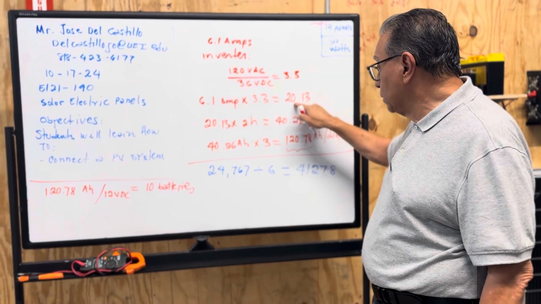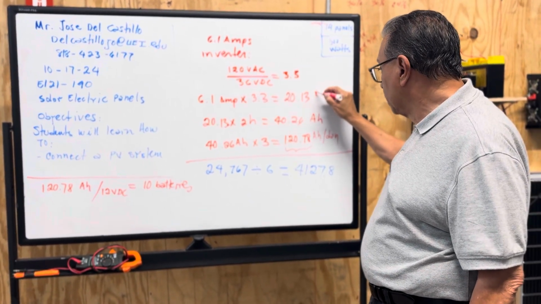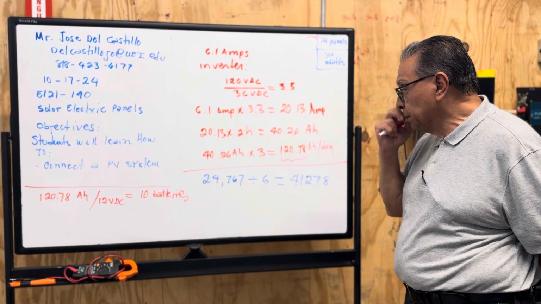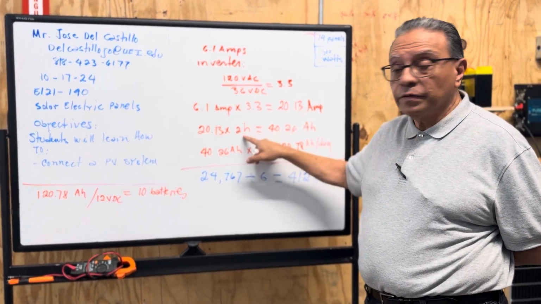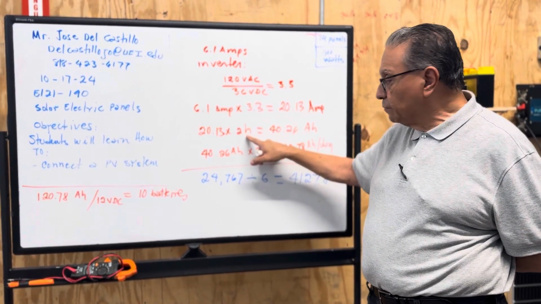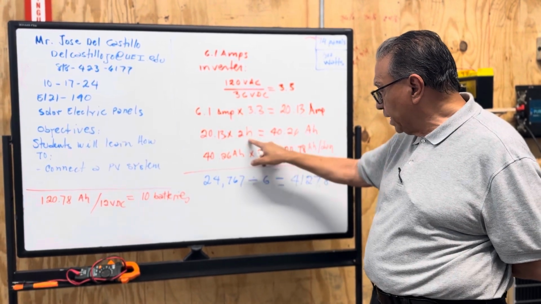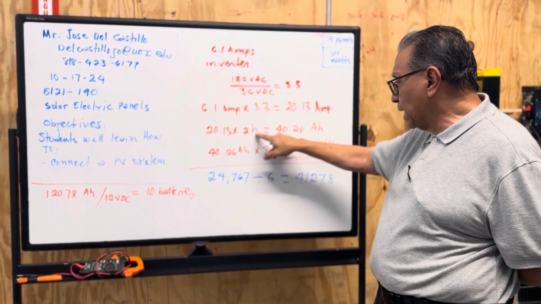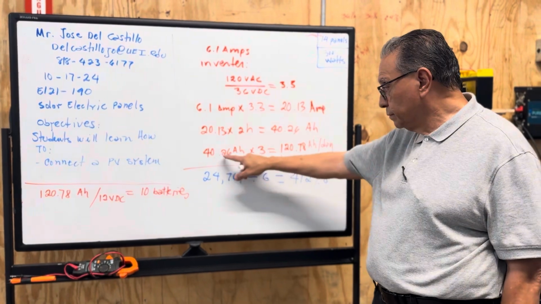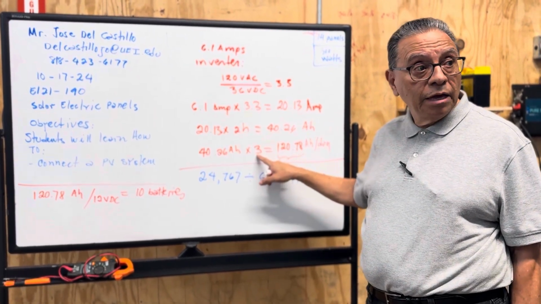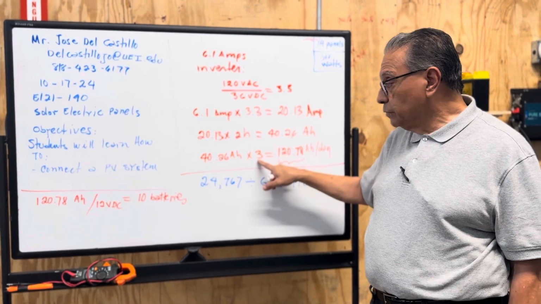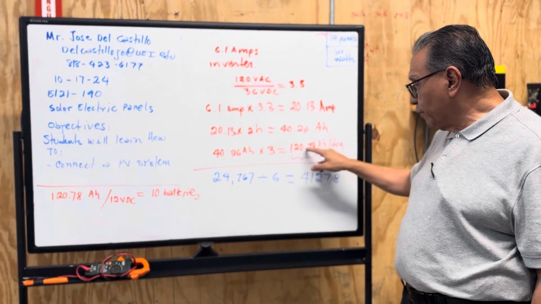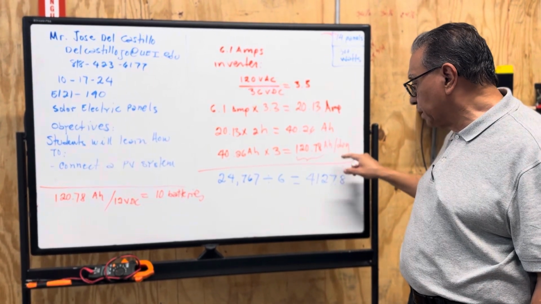In this case, it has to be 20.13. And then multiplying this times the number of hours of autonomy that I want, 2 hours per day, 40.23 ampere hours. Ampere times hours. And for 3 days. So I want my bank to be able to satisfy my needs during 3 nights, 3 days, okay, with this ampere hours, for a total of 120.78 ampere hours per day.